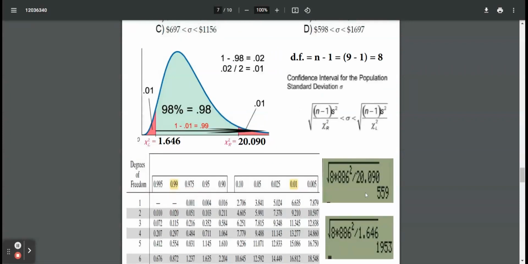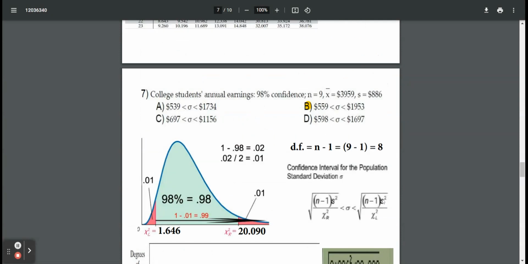Plugging in, doing my chi-squared right first. All right, this lower limit here. There's my n minus 1, my degrees of freedom. There's my standard deviation squared, like the formula says, divided by chi-squared right of 20.090. Now here's one where I only see one answer with 559 for the lower limit of the confidence interval.